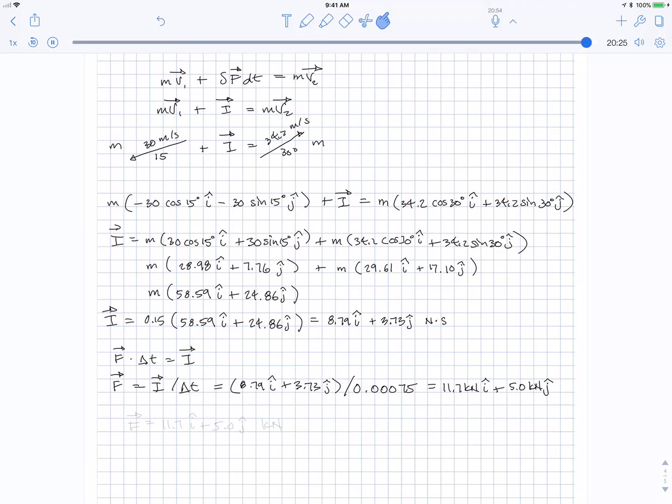It's actually 4,972, so I rounded it to 5,000. And I'm writing in kilonewtons. And so that's the average force. So the bat puts a force of 11.7 i plus 5.0 j kilonewtons on the ball. The solution in the solution manual is completely wrong. It's for the wrong problem or something, so there's no way to check this.